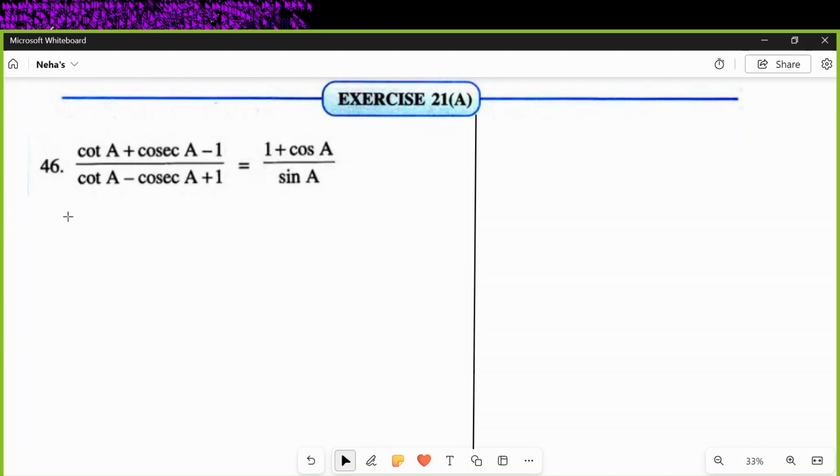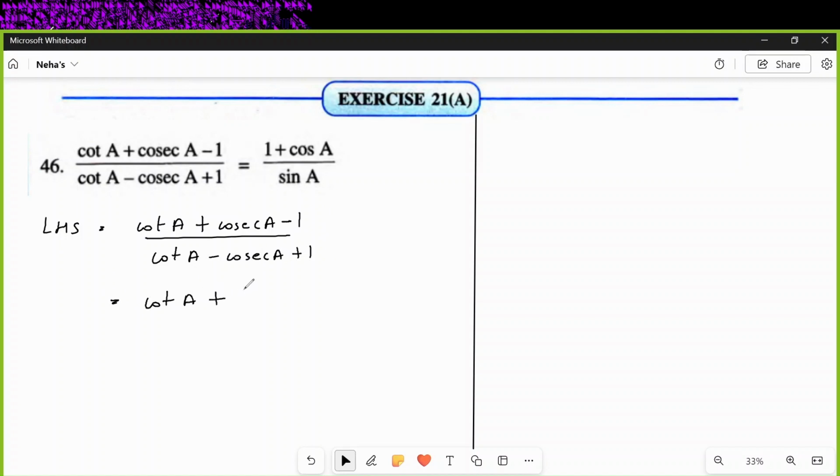Let's now solve the question number 46. The left hand side here is given as cot a plus cosec a minus 1 divided by cot a minus cosec a plus 1. Now, in place of 1 in the numerator, we can write it as cosec square a minus cot square a.